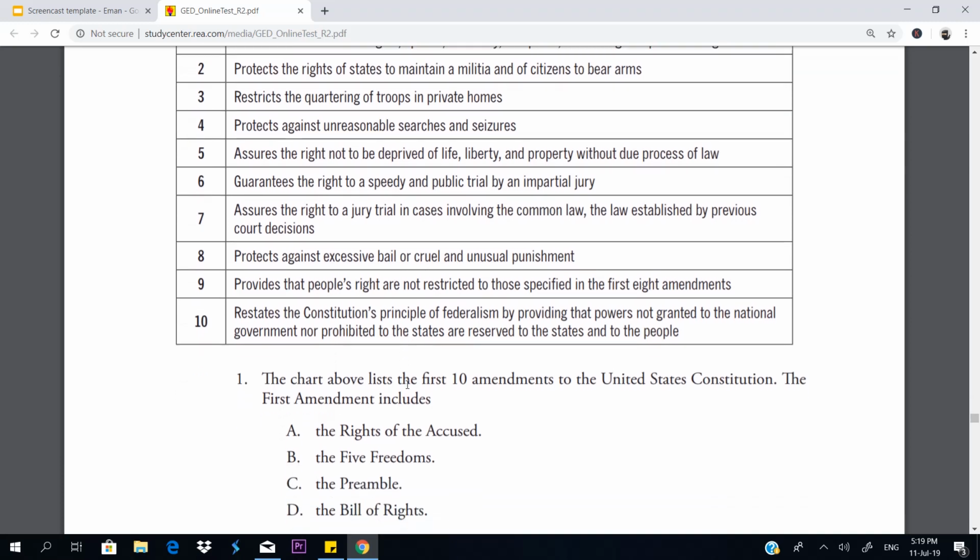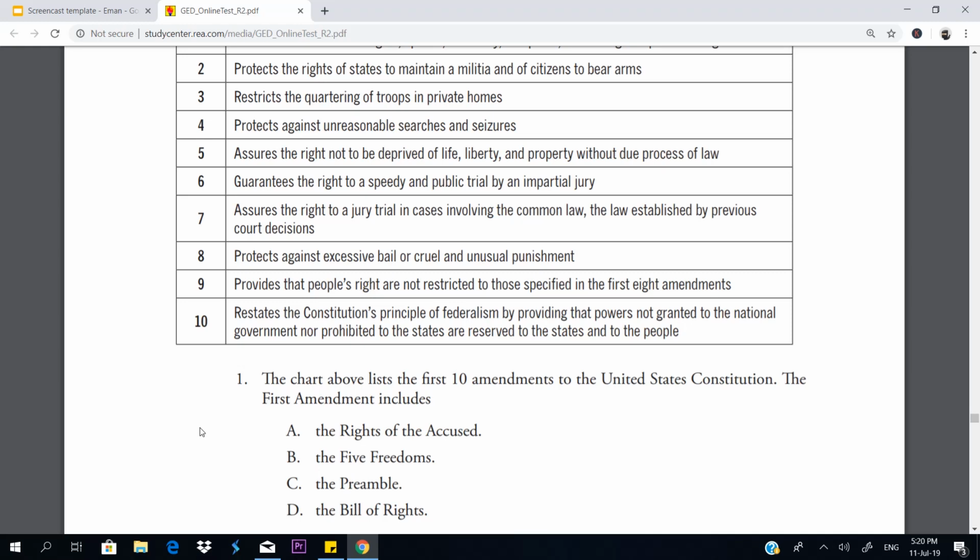It says, the chart above lists the first 10 amendments to the United States Constitution. The first amendment includes A, the rights of the accused, B, the 5 freedoms, C, the Preamble, D, the Bill of Rights. Now, what you'll find is many students, with the pressure of exam time and all the rest that goes with it, they'll be hyped up and pressured for the big day. They'll think, okay, first 10 amendments, cool. That's the Bill of Rights. D is the answer.